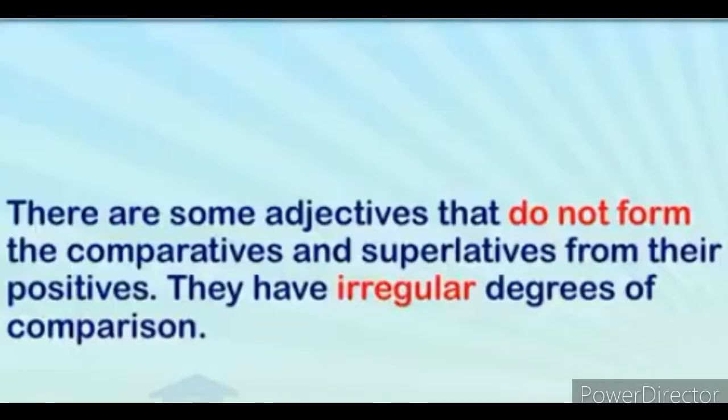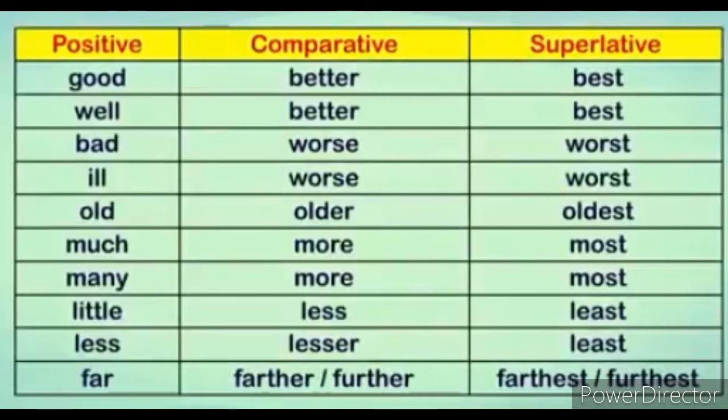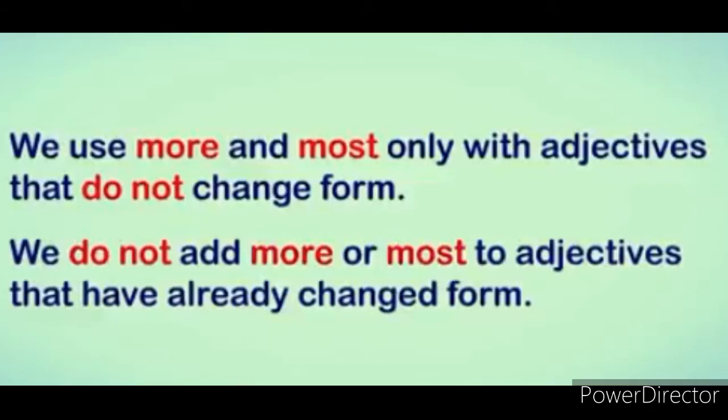There are some adjectives that do not form the comparatives and superlatives from their positives. They have irregular degrees of comparison, means they do not follow any rules. Example, good, better, best. So let's see some examples of irregular degrees of comparison. We use more and most only with adjectives that do not change form.